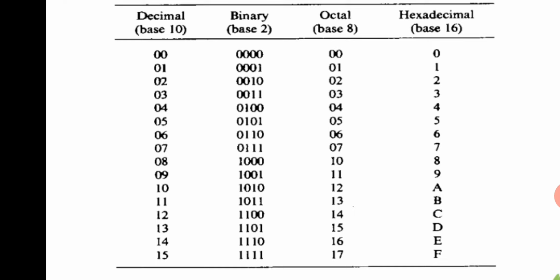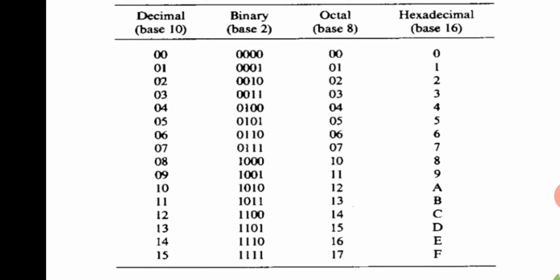Okay, now you can concentrate on octal. Octal has base 8. Up to 7 it is the same, no changes. Whatever the decimal number they have taken, the same number they have taken for octal also. There is no change. 0, 1, 2, 3, 4, 5, 6, 7. Up to 7 it is the same.